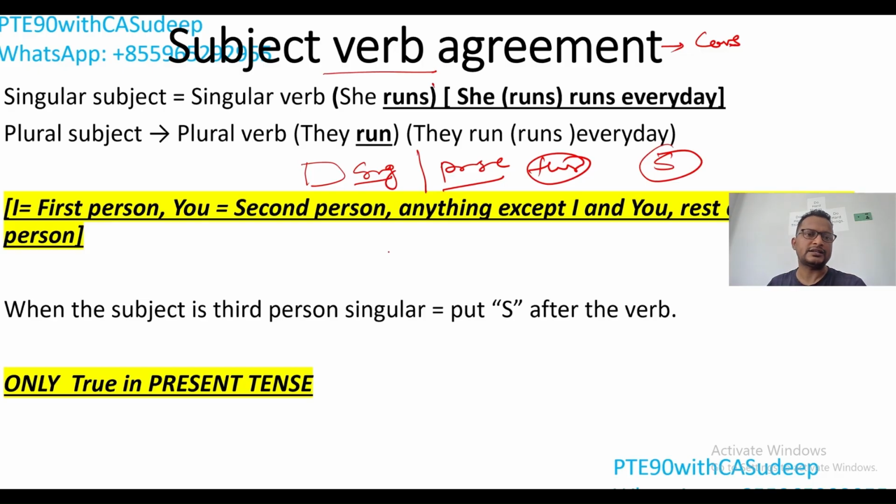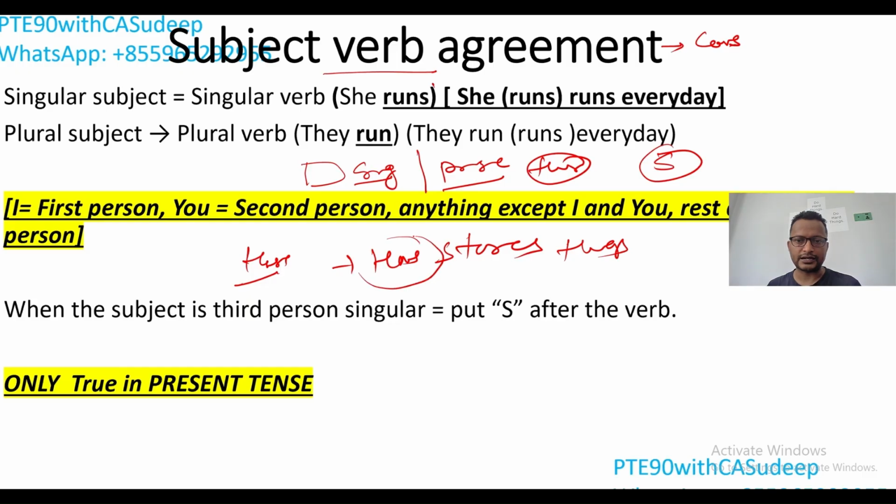For example, what is third person? I'm talking, right? I'm the first person. I'm talking to someone, maybe I'm talking to you. In that context, you is the second person. Anything except I and you is third person. For example, house. House is third person. House, stores, things. For example, stores. See, house is third person singular. So in that context, put s, right? So the simple way is third person singular.